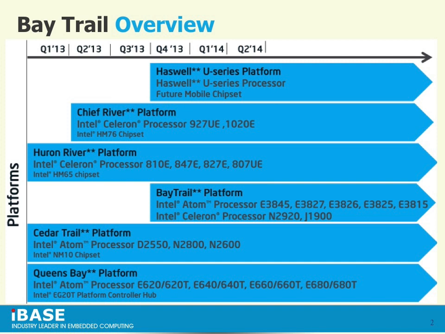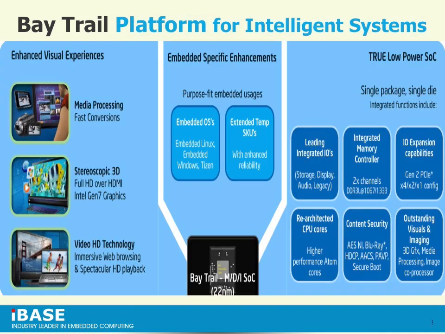One is the Atom series, as you can learn from the slide, the Atom processor E3800 series, and another brand of the Bay Trail platform is the Celeron family. You can see the models are the N2920 and the J1900. This slide shows the platform regarding the Bay Trail, which emphasizes more outstanding performance in visual experiences and also low power.